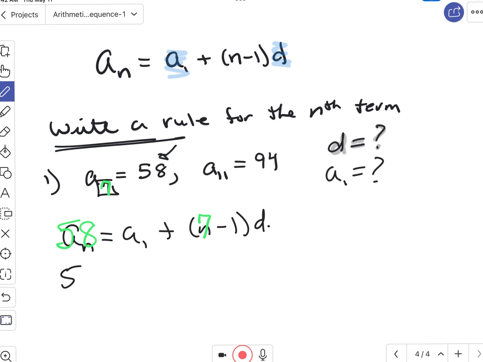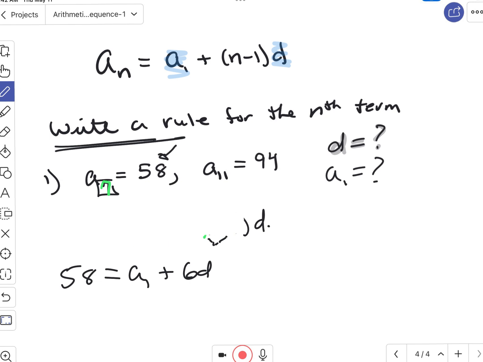So 58 equals a sub 1 plus 7 subtract 1, which would be 6d. So we have one equation. Then we're going to do it again, but with the second piece of information. Here it says the 11th term has a value of 94. So if we take a sub n again, remember the 11 is the term, and it has a value of 94.